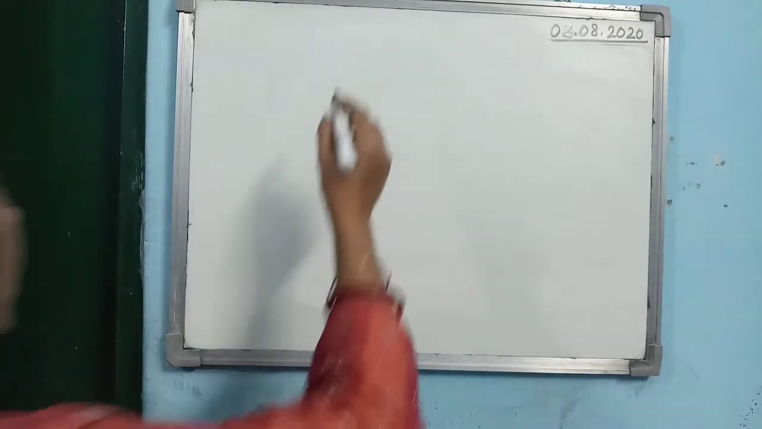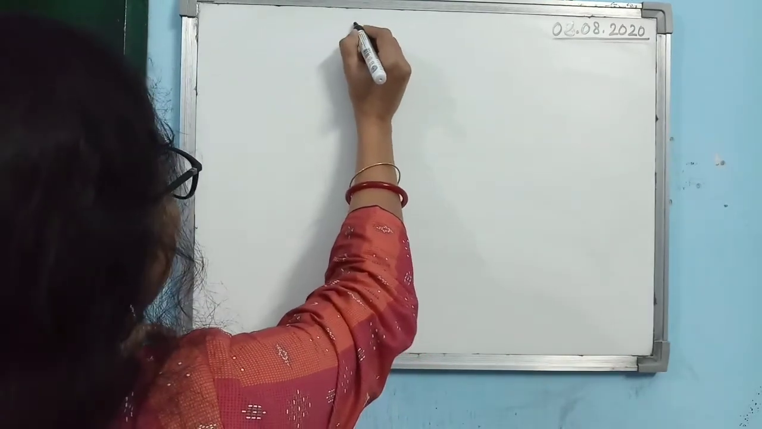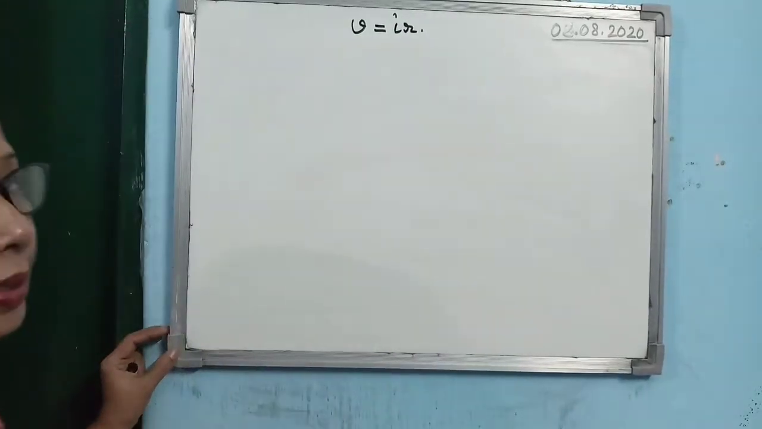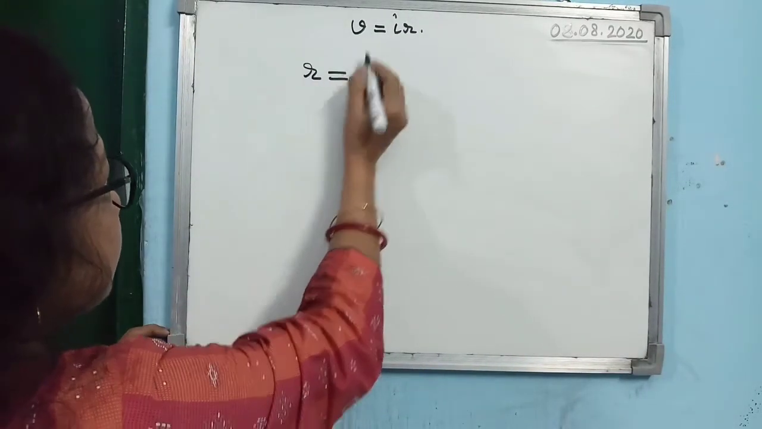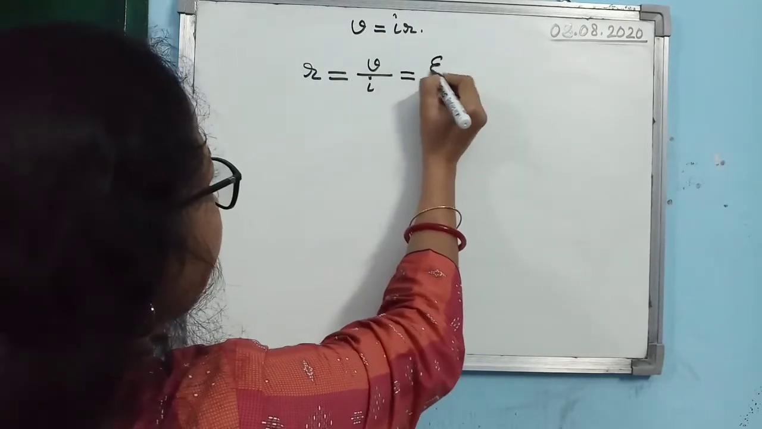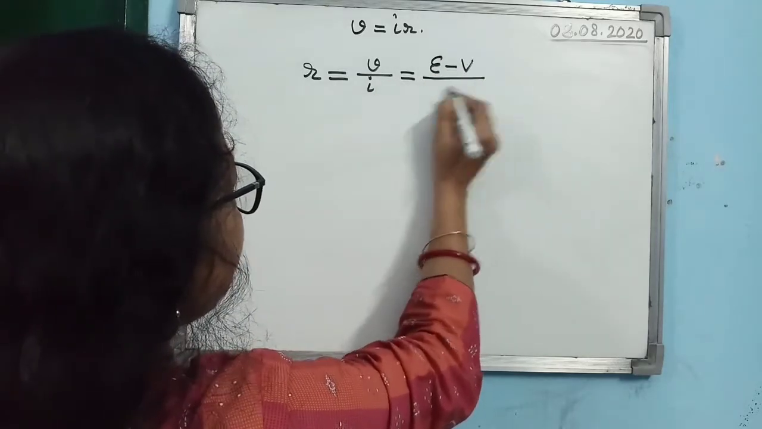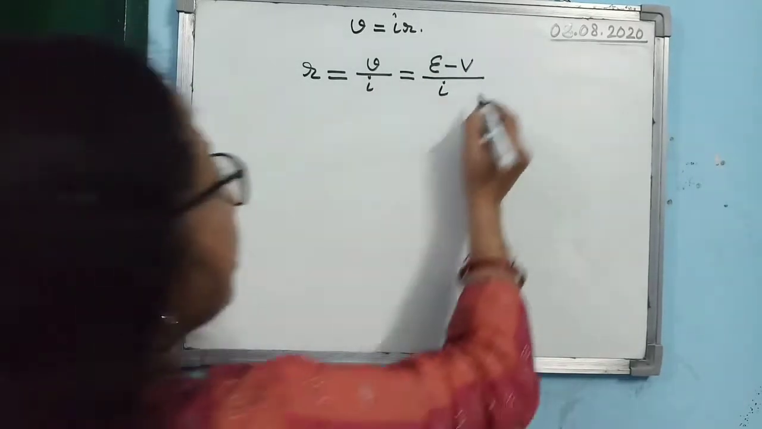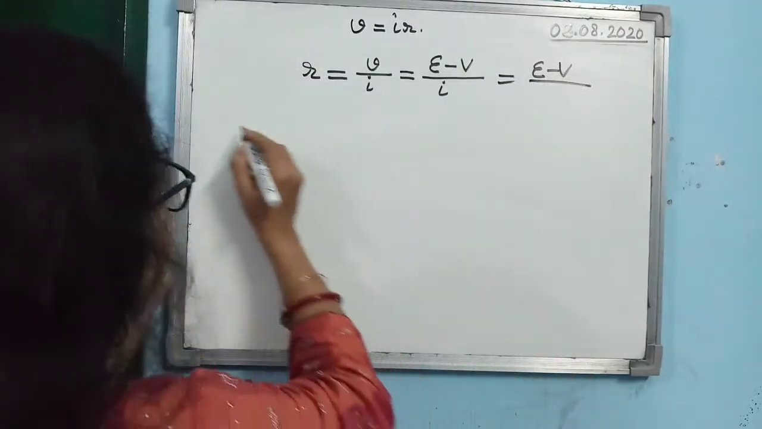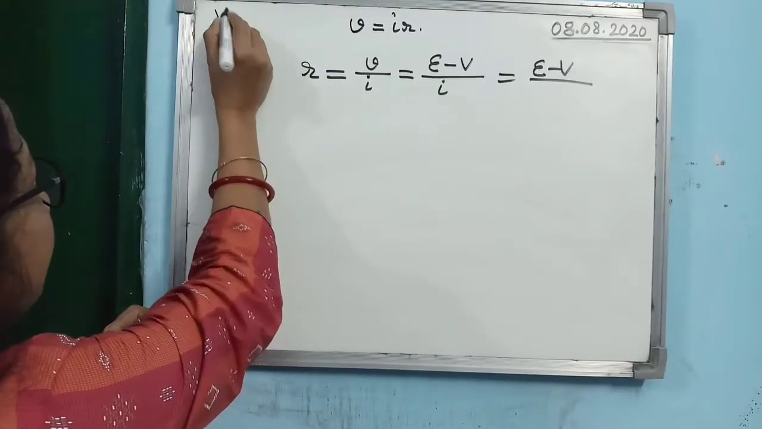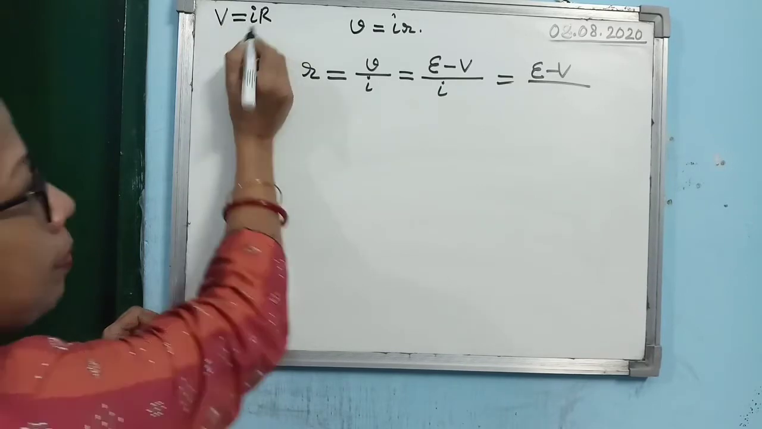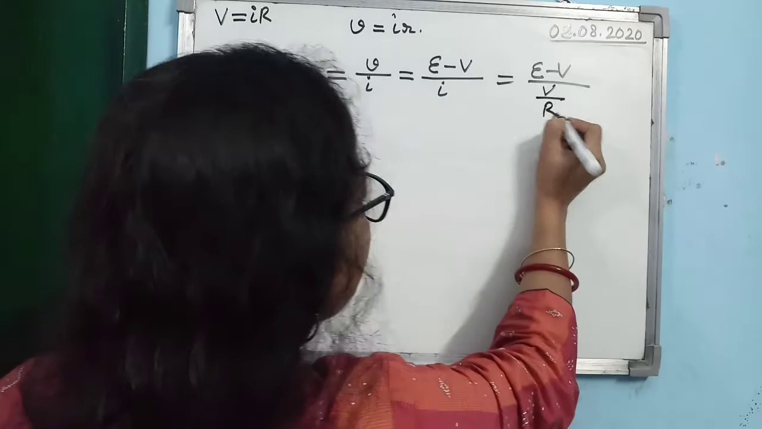Next is the expression for internal resistance. So we know voltage drop is given by current into internal resistance. So you see, internal resistance you can write as small v by I. Again, the voltage drop you can write as EMF minus terminal PD, divided by I. Now you can write this current again according to this relation. Terminal PD is given by I into R. So one can write I as V by R.